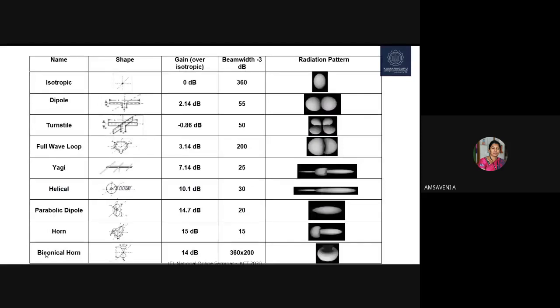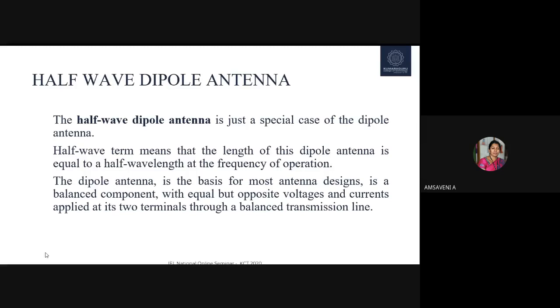Okay, and the various antennas, their shape, gain, 3 dB beam width and radiation pattern are summarized here, starting from isotropic. Then we have the dipole antenna, whose radiation pattern is bidirectional, figure of 8, and the 3D pattern is doughnut shaped. Then loop antenna, Yagi antenna, helical, parabolic, dipole, horn, biconical horn. So, a quick glance at all the antennas.